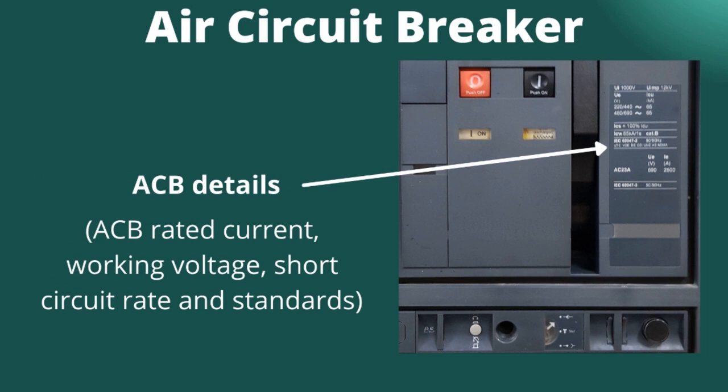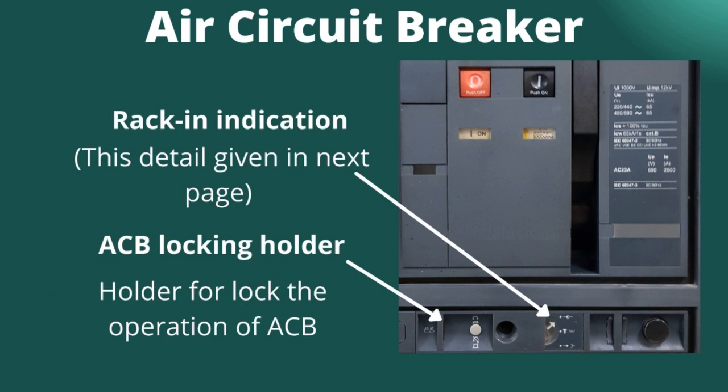ACB details. Here all details of the ACB are provided, including rated current, voltage, short circuit rating and standards. ACB rack in indication. The details are given in the next page. ACB locking holder. Holder to lock the operation of ACB.